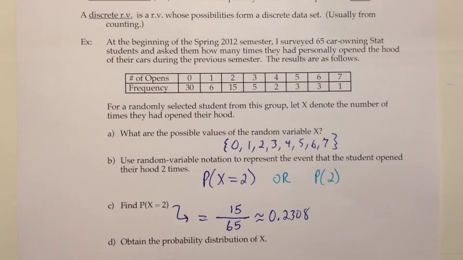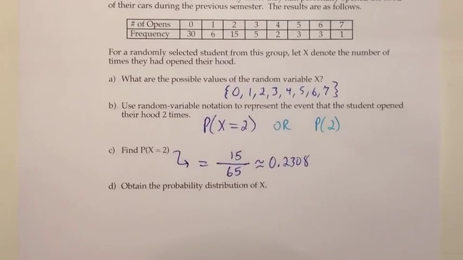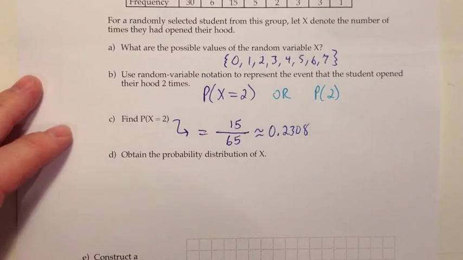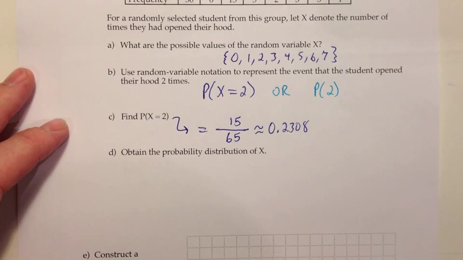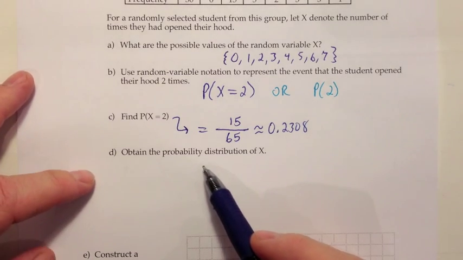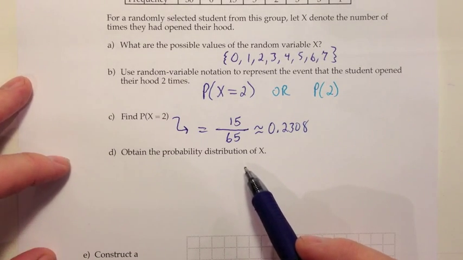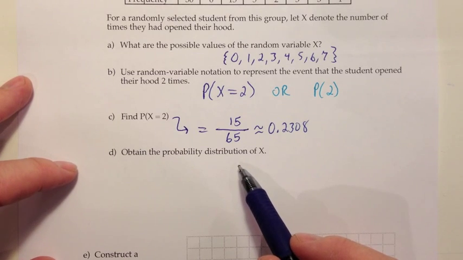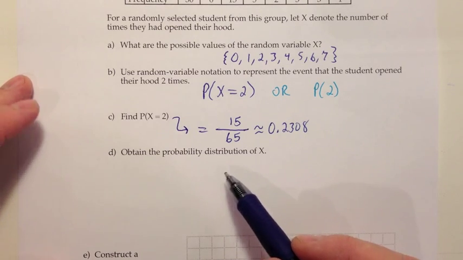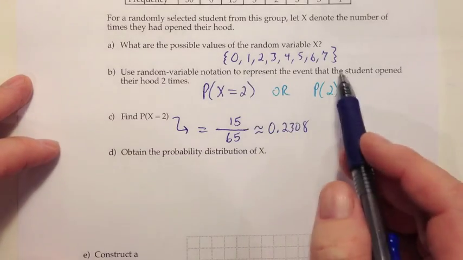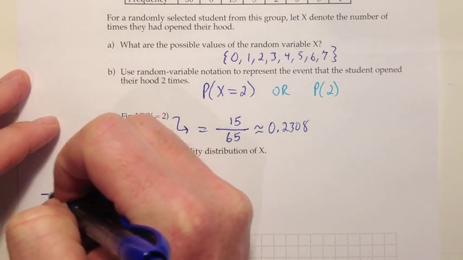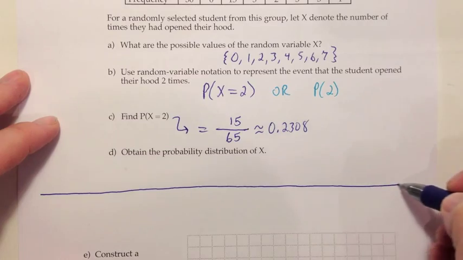Alright, and then the next thing is they want us to obtain the probability distribution of X. So we're going to formally define that on the next page, but what we want with a probability distribution of X is a table where we list everything that X could be together with all the probabilities for those X's. And X can be 8 different things, so I'm going to make a nice long table here since I'm handwriting this.